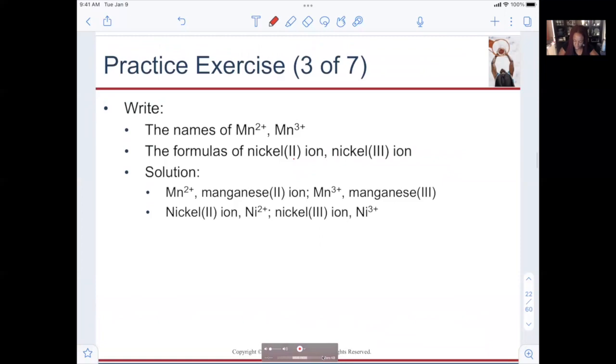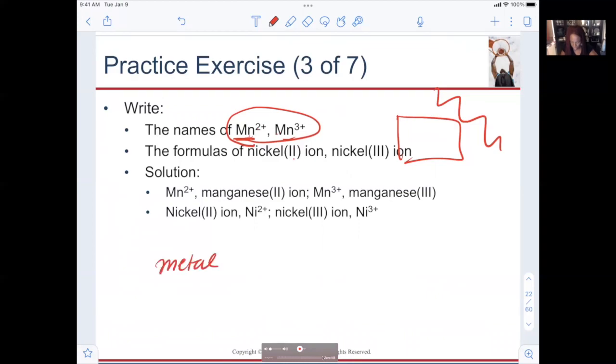So here you're being asked to provide the names of Mn, Mn2+, Mn3+. The good thing about this question is, just by looking at it, you can tell first of all this element here is a metal, right? You want to pull out your periodic table and find out where Mn is. You will see it's in the D block, to the left of the zigzag, somewhere there in the middle. And the metal, number 1, it's a metal with many charges.